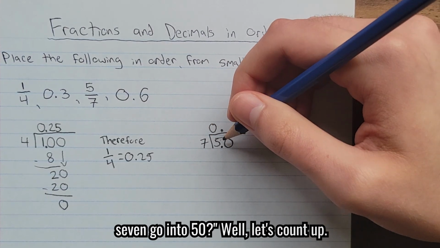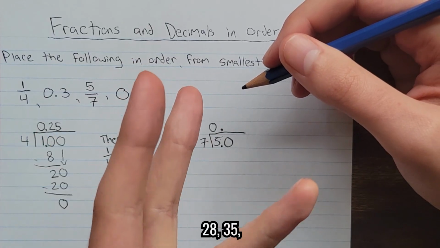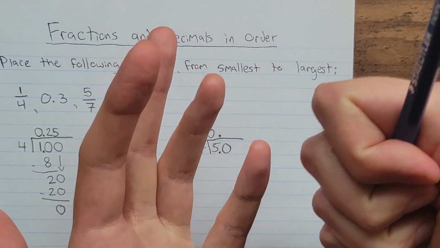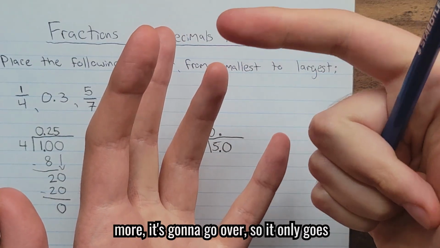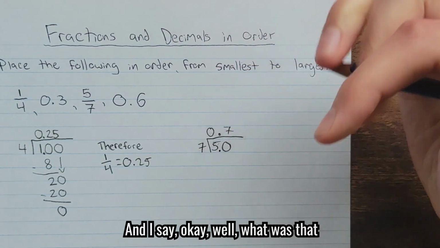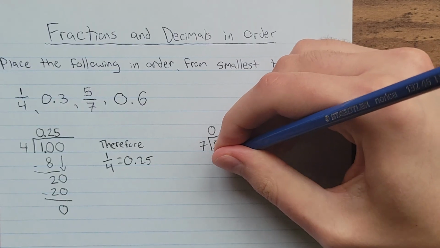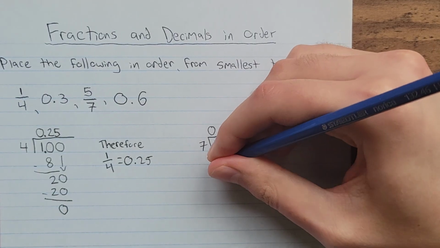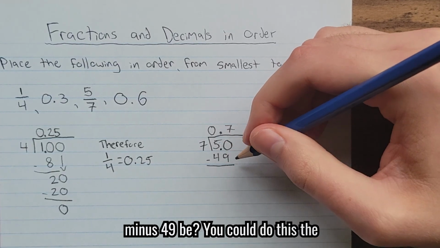how many times does 7 go into 50? Well, let's count up. 7, 14, 21, 28, 35, 42, 49. Okay, if I go one more, it's going to go over. So it only goes in 7 times. So I write my 7 here. And I say, okay, well, what was that number that I got to? It was 49, right? So I draw my 49 down here. I subtract my two numbers. What would 50 minus 49 be?